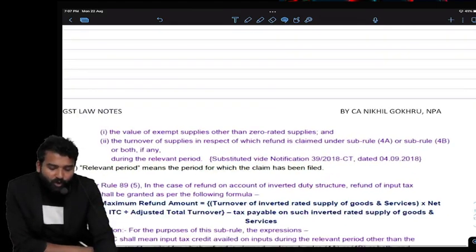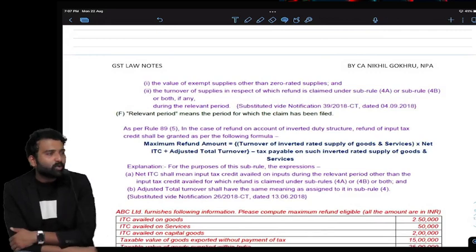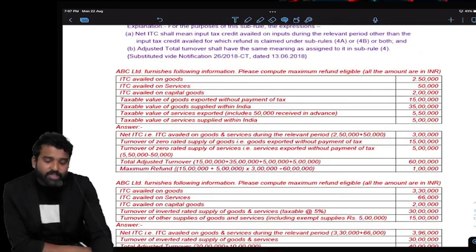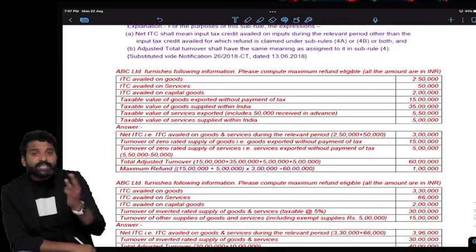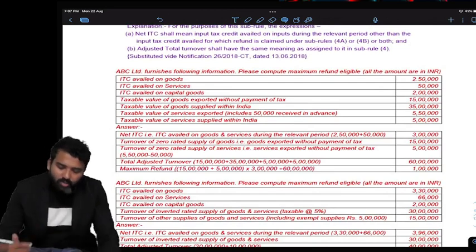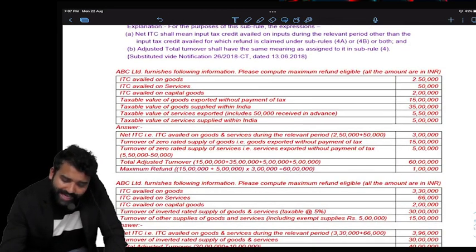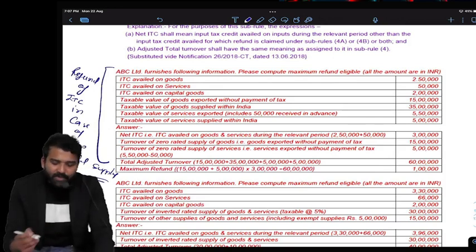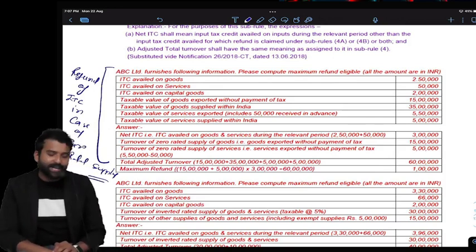Getting it? So for your convenience, so that you can easily understand this calculation, I have attached two, three or four examples regarding this calculation. So this is the example for calculation of export zero rated supply, refund of ITC in case of zero rated supply. So you have to solve this question at your home. With this example, you can easily understand how I can calculate the maximum refund admissible.